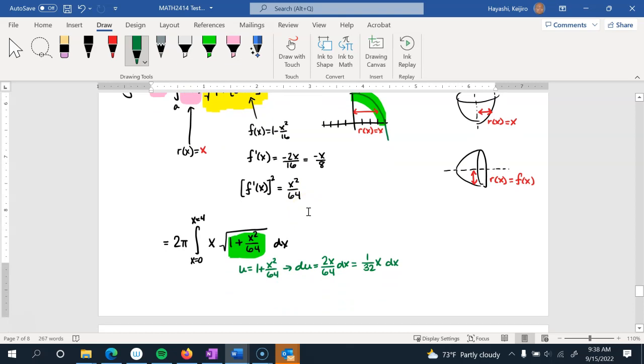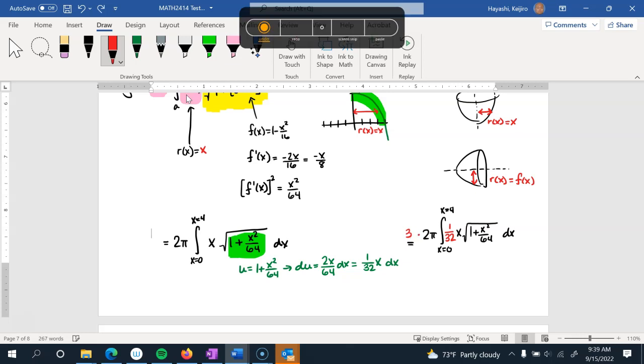And we almost have 1/32 x dx. We're just missing the 1/32. Okay, so 2 pi times the integral from 0 to 4 of 1 plus x squared over 64, and I'm going to leave a little bit of space in front of the x, but otherwise rewrite it pretty much exactly as it was. But I'm just going to deal with this by putting a 1/32 inside the integral and balancing it out with a 32 outside the integral.